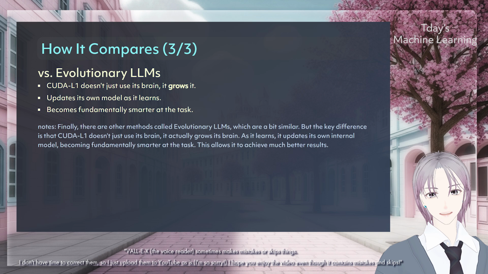Finally, there are other methods called evolutionary methods, which are a bit similar. But CUDA-L1 actually grows its brain. As it learns, it updates its own internal model, becoming fundamentally smarter at the task. This allows it to achieve much better results.